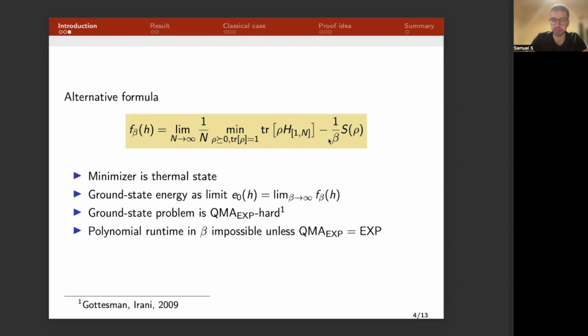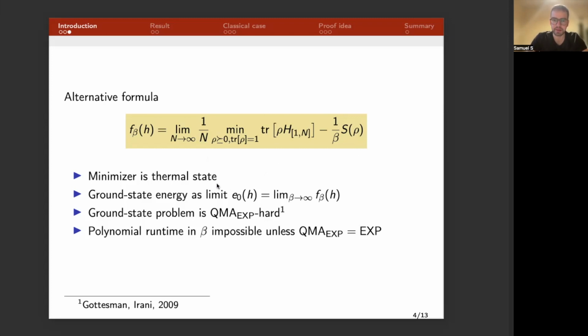entropy times the temperature. So for low temperatures, high beta, you basically just minimize the energy. And for increasing temperatures, you will try to maximize the entropy of the system. The minimization is taken over all states, which are positive semi-definite matrices that are normalized. The minimizer of this formula can be easily figured out: it is just the thermal state introduced in the previous slide.